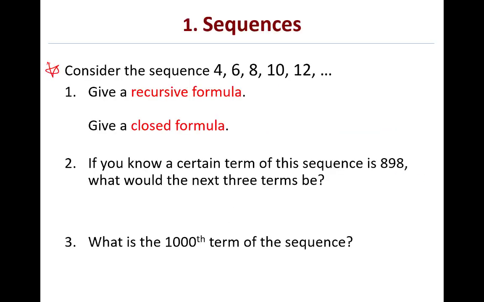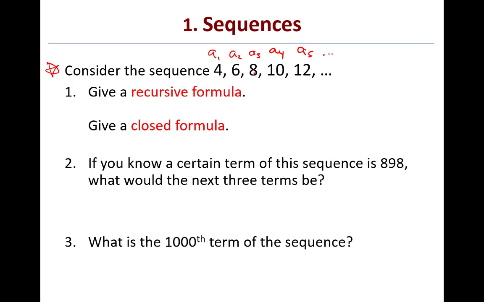Alright, sequences. So consider this sequence 4, 6, 8, 10, 12, and on and on and on forever and ever. We can give variable names to the terms of this sequence. So this 4 is a sub 1, 6 is a sub 2, a sub 3, a sub 4, a sub 5, and so on. So I can say that the fifth term of the sequence is 12, the third term of the sequence is 8, and so on.